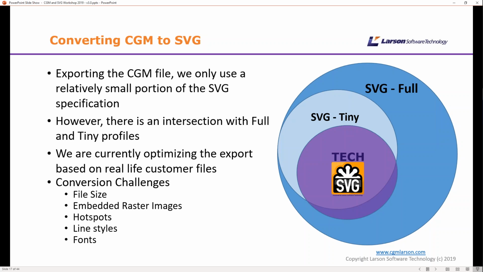Embedded raster images. Again, you need to look at that, because that could impact on file size. Hotspots, are they still going to work when you go into your environment to view? And we'll talk about hotspots as we go along, and also line styles as well, and fonts. So kind of common things that you have to always look at when you're converting files. The same applies CGM to SVG.